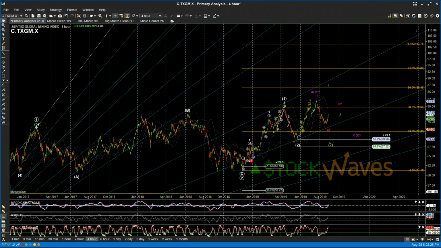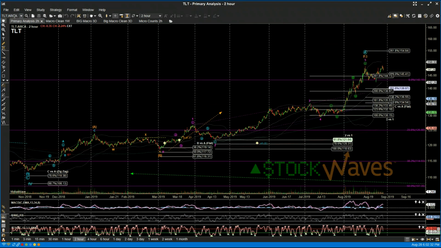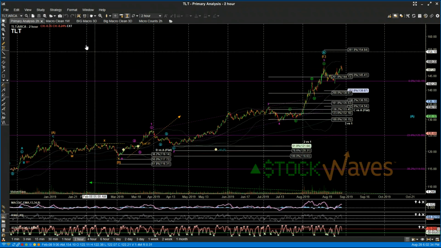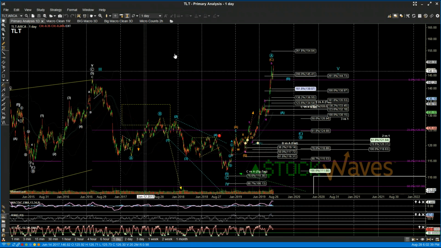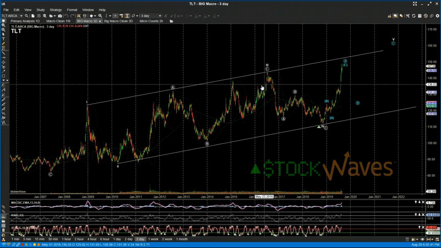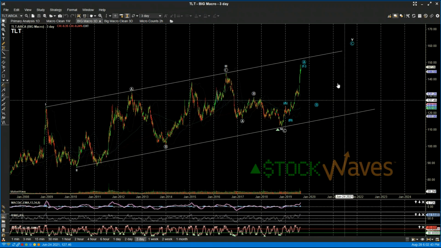All right, well, we did go to our normal 6 o'clock quick look at TLT, because I know that's something that's usually requested. I'm going to go to one of my other tabs here that is cleaner.